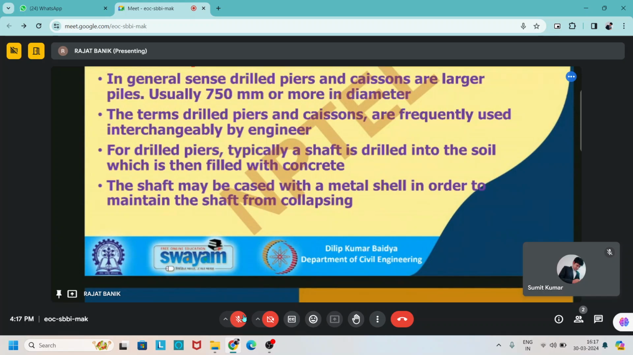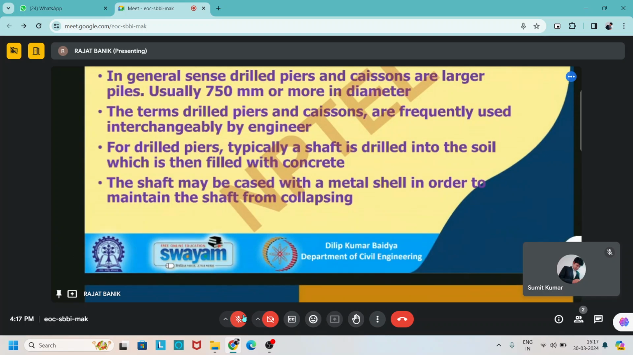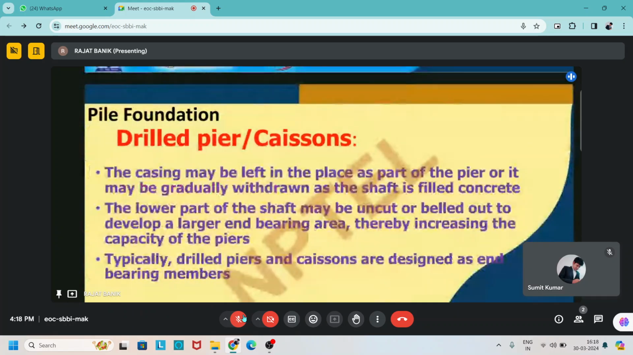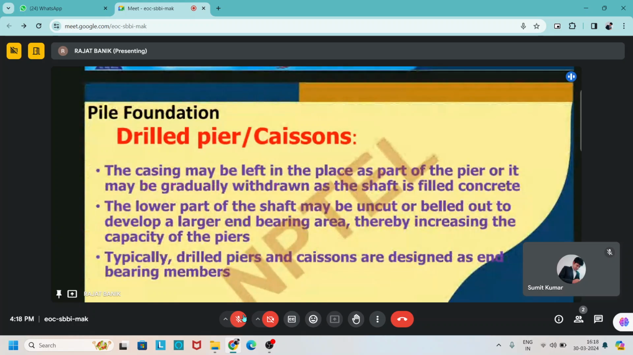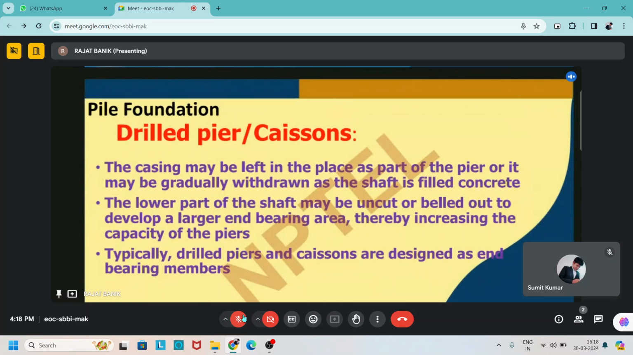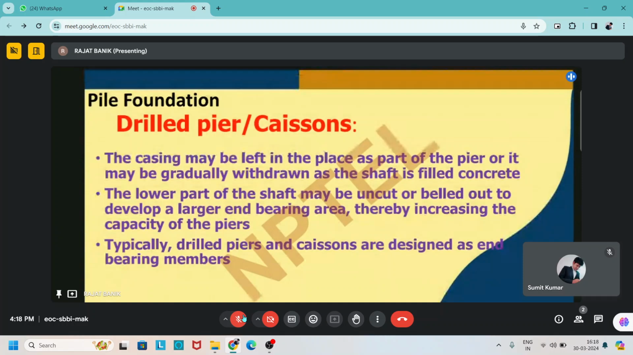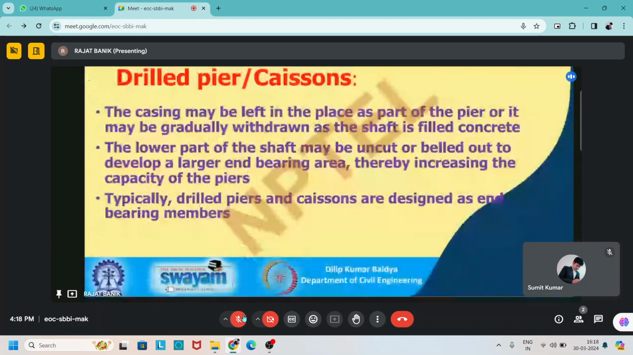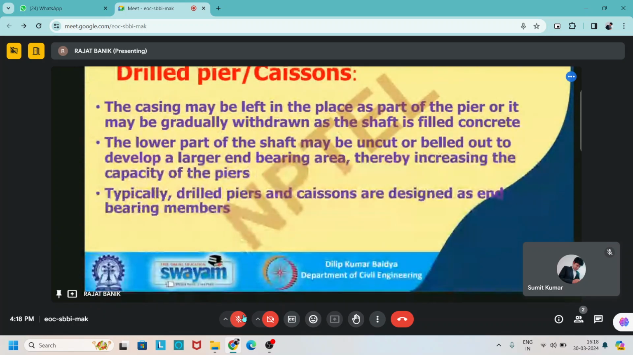The shaft may be cased with a metal shell in order to keep the shaft from collapsing. The casing may be left in place as a part of the pier, or it may be gradually withdrawn as the shaft is filled with concrete. The lower part of the shaft may be uncut or belled out to develop a larger end bearing area, thereby increasing the capacity of the pier. Typically, drilled piers and caissons are designed as end bearing members.